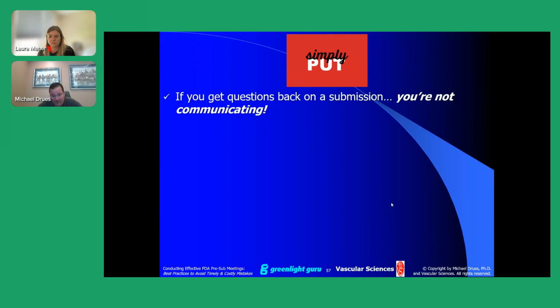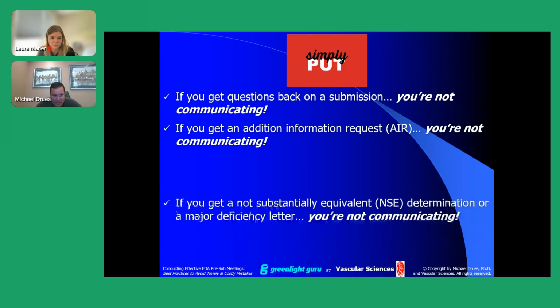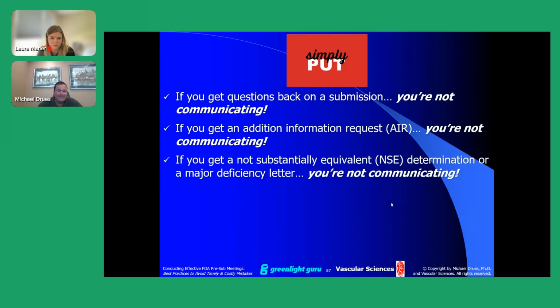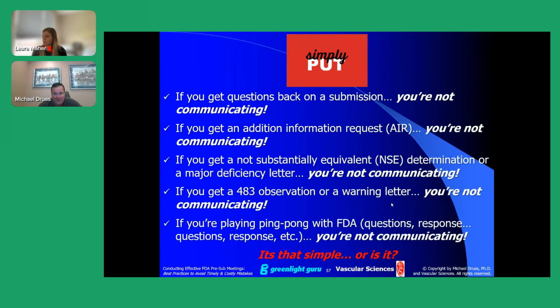To wrap this up, not just with regard to pre-subs in particular, but communications in general with the agency. If you get questions back on a submission, you are not communicating. If you get an AIR, an additional information request, or a major deficiency letter, you're not communicating. If you get a not substantially equivalent determination or an MDL, you're not communicating. If you get a 483 observation or a warning letter, you're not communicating.